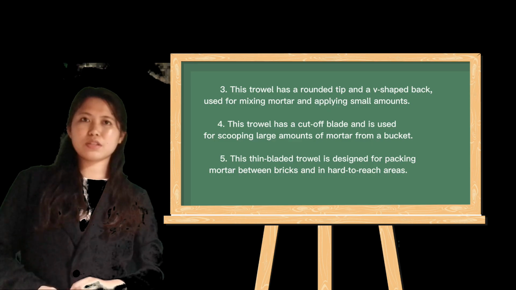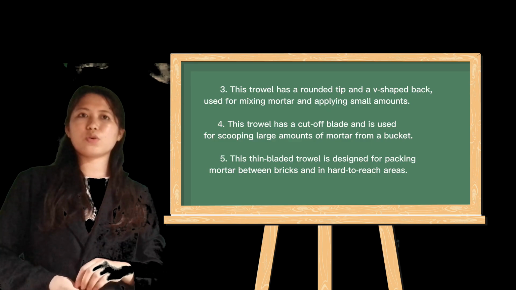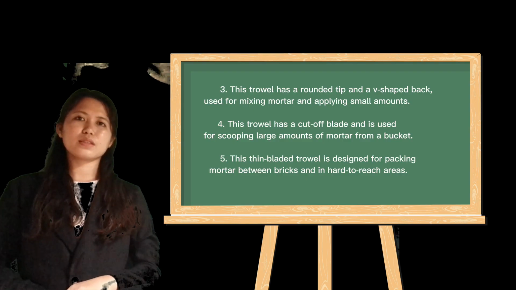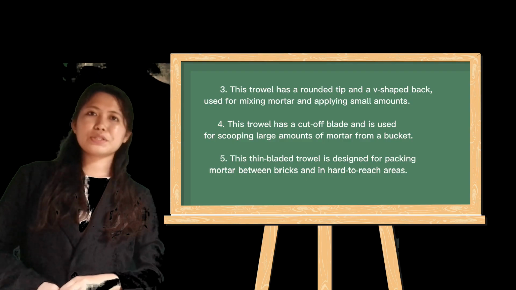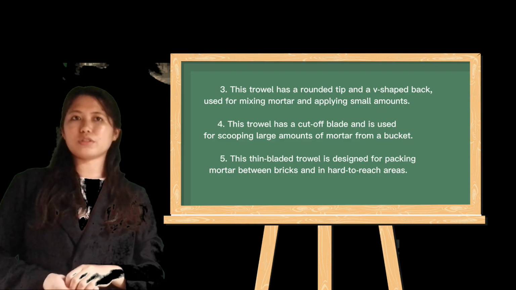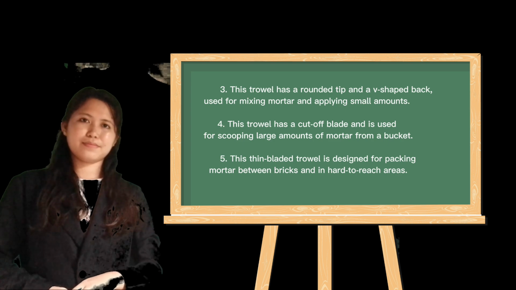Number 4. This trowel has a cut-off blade and is used for scooping large amounts of mortar from a bucket. The next, number 5. This thin-bladed trowel is designed for packing mortar between bricks and in hard-to-reach areas.